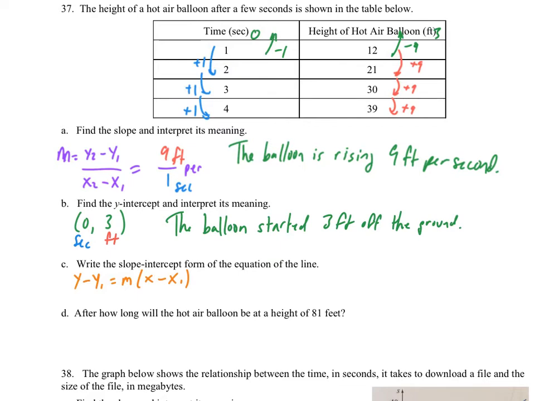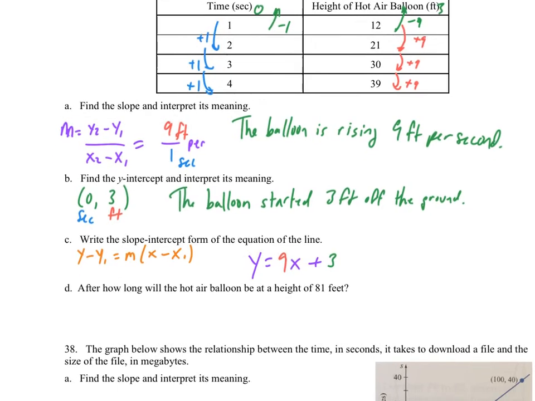Again, for part C, we could plug values into the point slope form and get all that, or we could just take what we know now, that we know our slope is 9, and so 9x, and then we know our y-intercept is 3, so we just write that. So there's our slope-intercept form of the equation, y equals 9x plus 3.